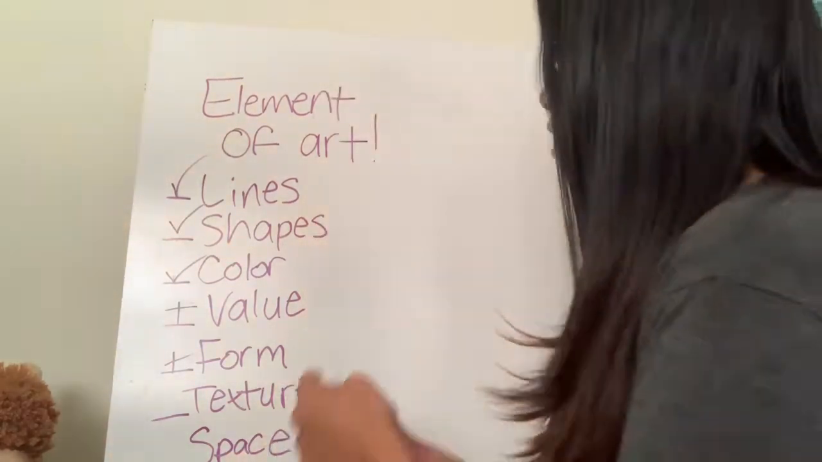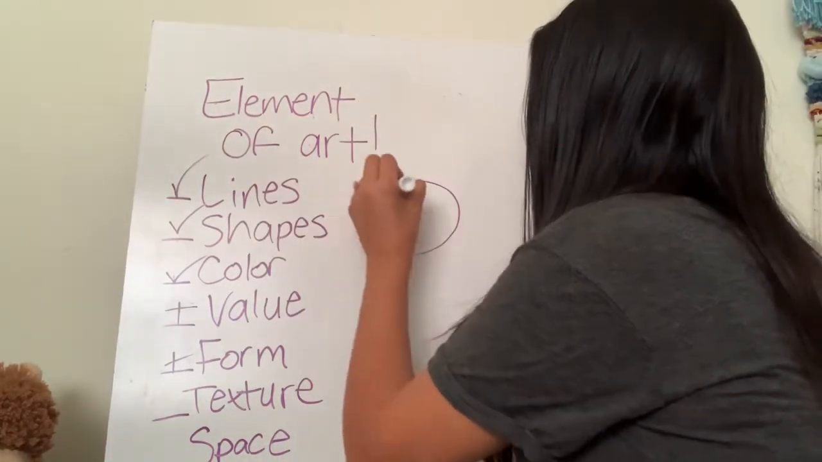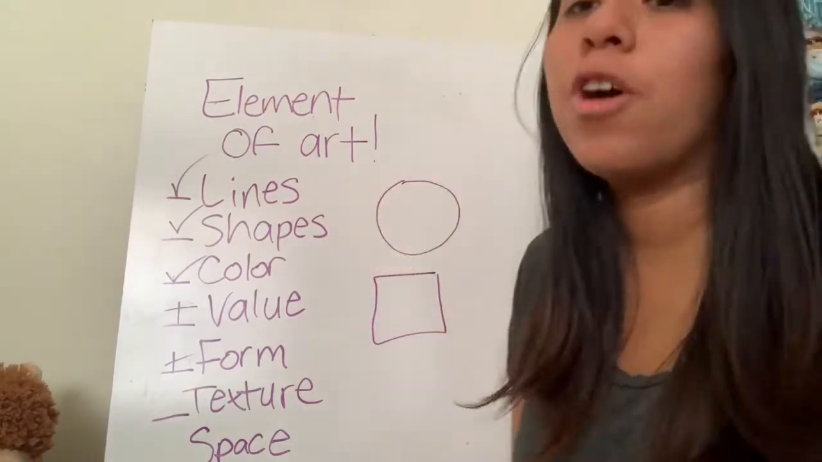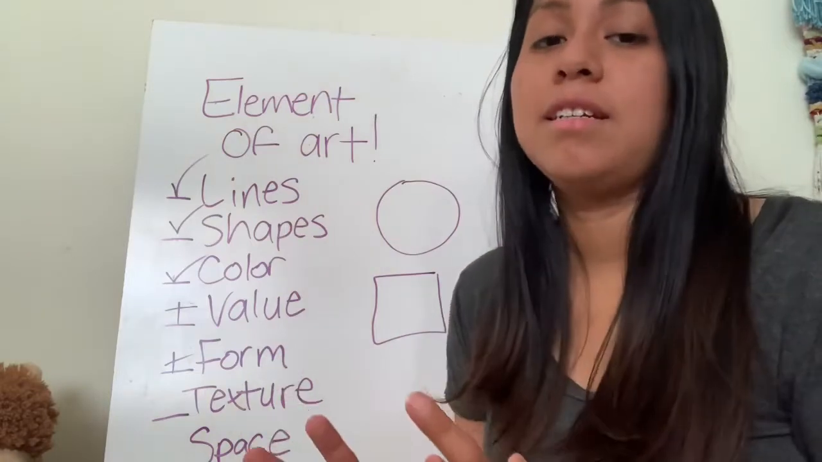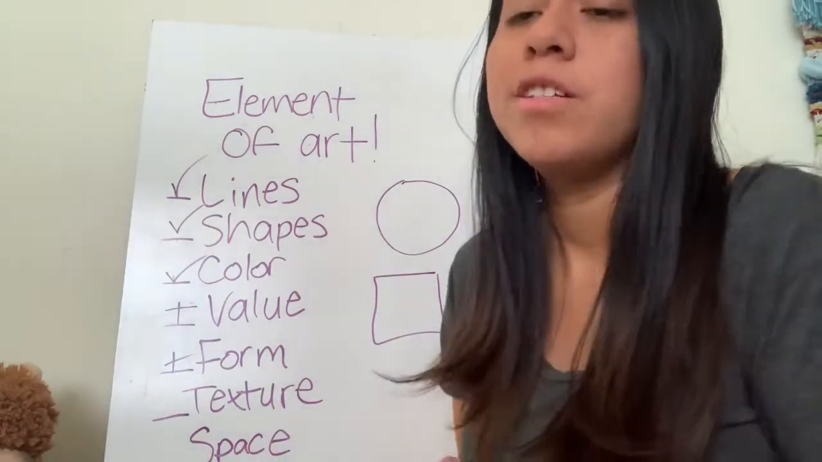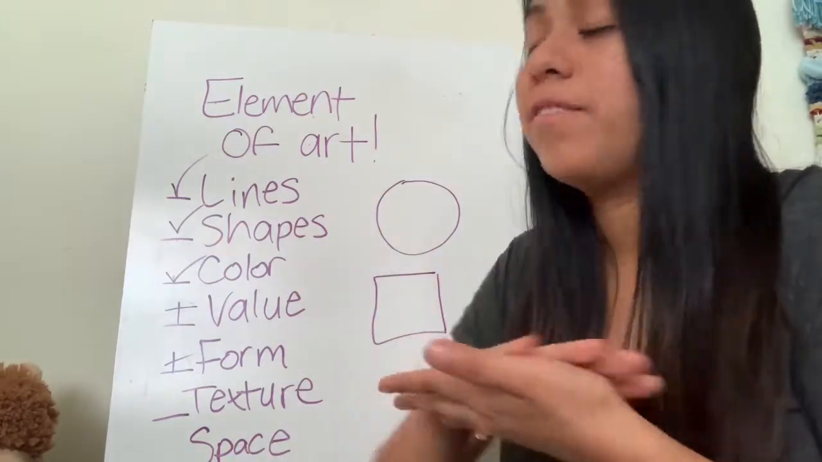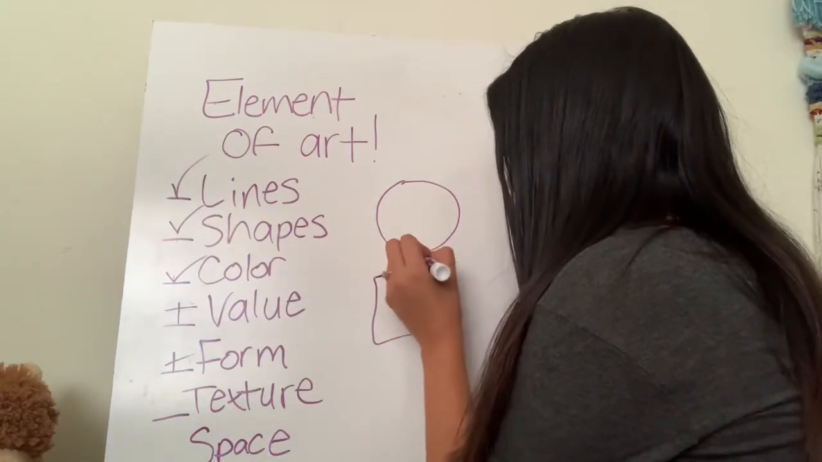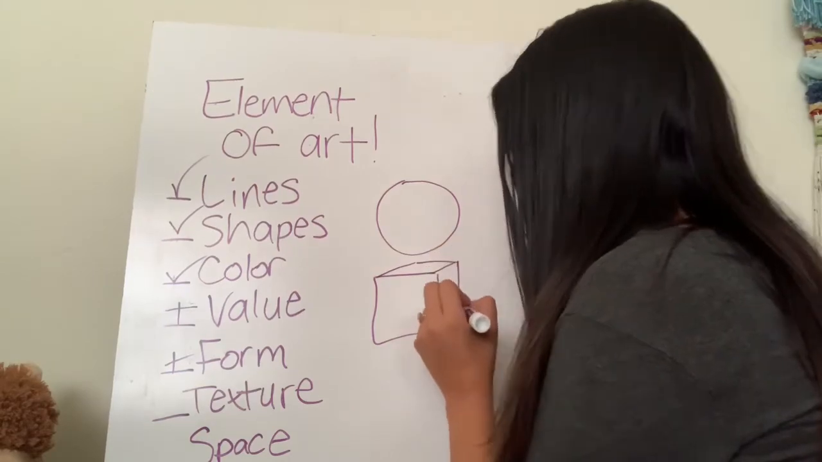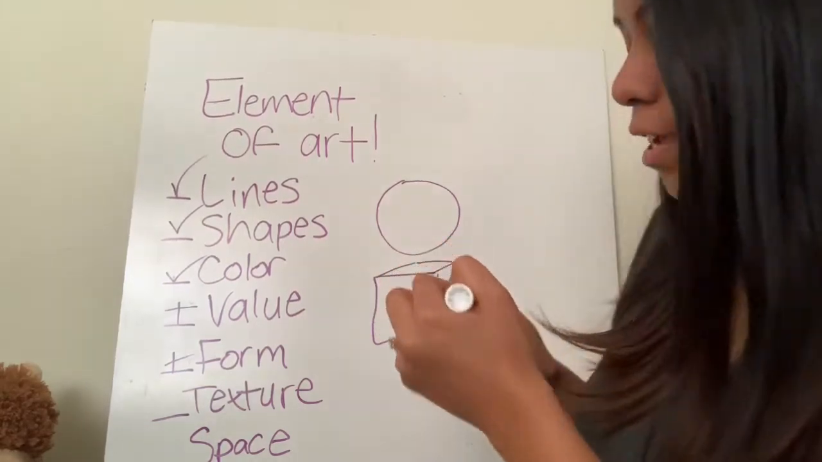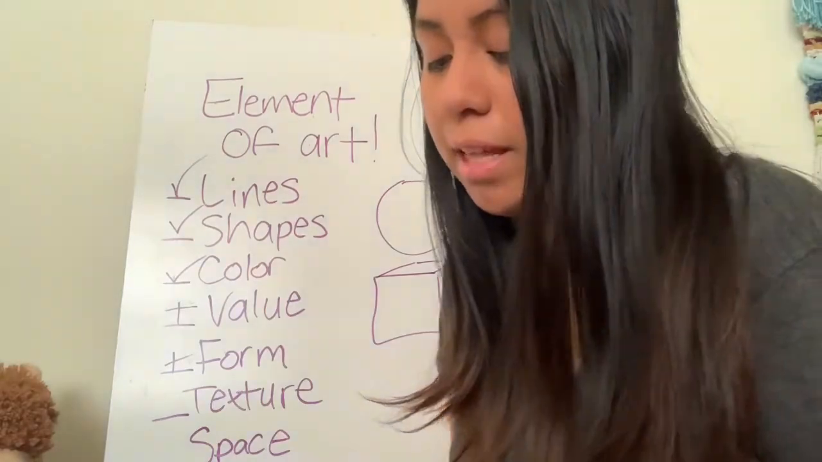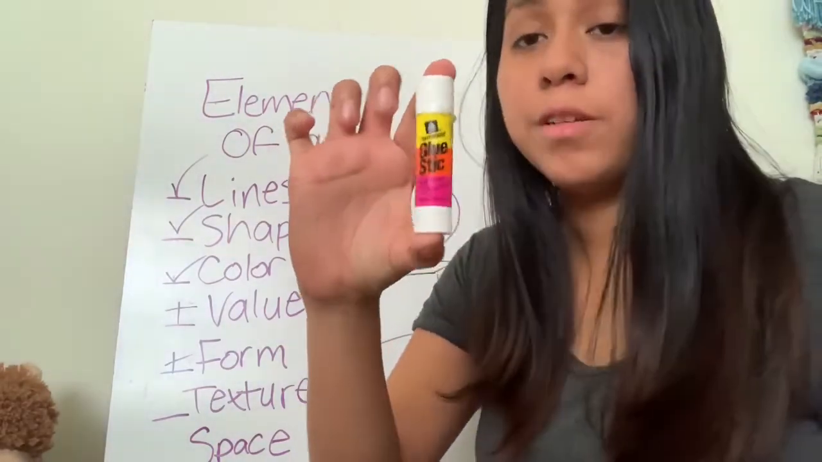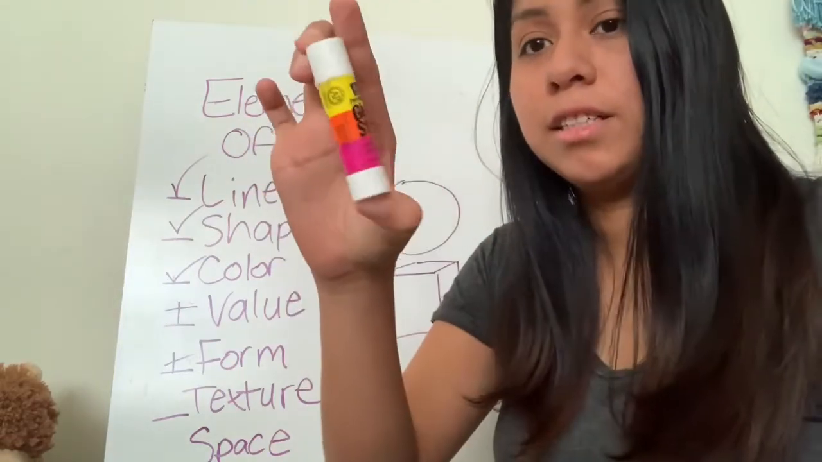A form is not just this circle or this square. Form is a 3D shape, okay? So it's not just a 2D, it's not flat, it's not just like this one. It would be if I apply some dimensions to my drawing. Okay, so it could be something like a glue stick. This is a form. If you were to draw a glue stick, it kind of looks like a cylinder, right?